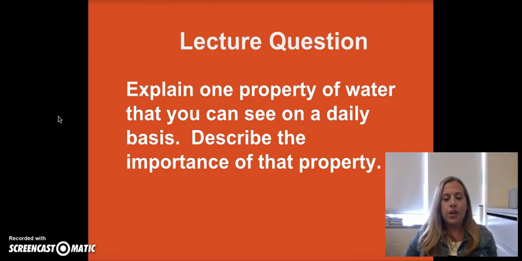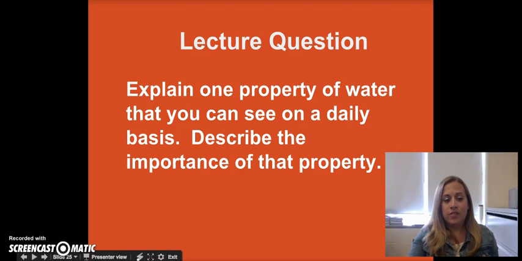All right, guys, your lecture question for today is: can you please explain one property of water that you can see on a daily basis and describe the importance of that property?